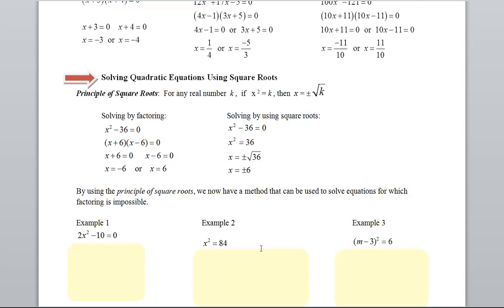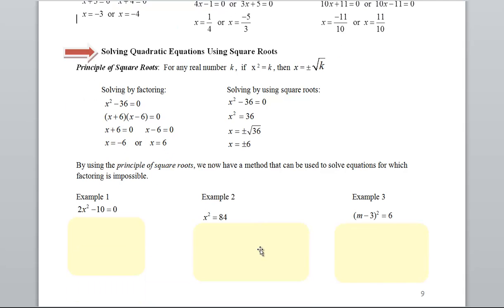So I've got some problems, so I need you to again pause me and work these problems, start me back up, and see if you end up with what I do. Solve these using the principle of square roots. Oh, well, I got ahead of myself. We now have a method that can be used to solve equations for which factoring is impossible. Here, I can factor out a 2, but after that, I'm still left with an x squared. So try and solve this equation, the very first one: get x squared by itself, and see what happens.